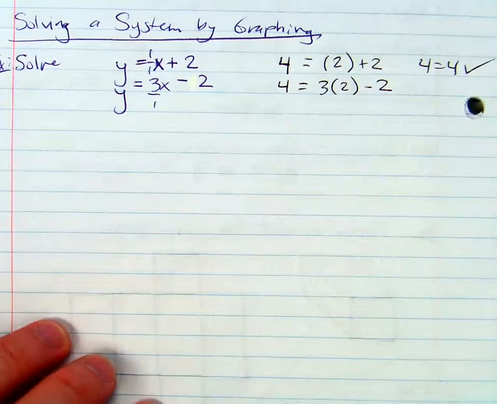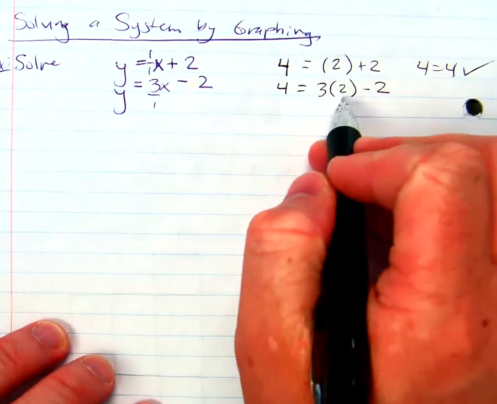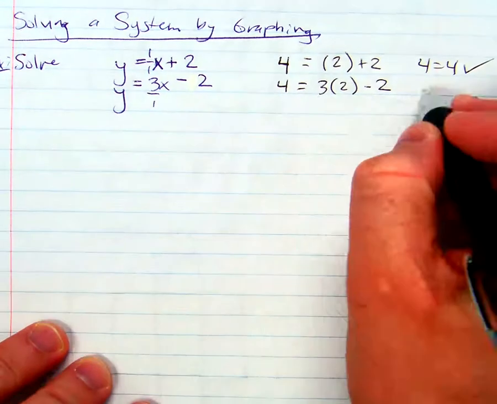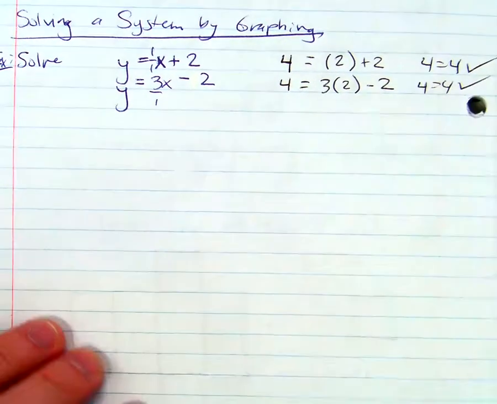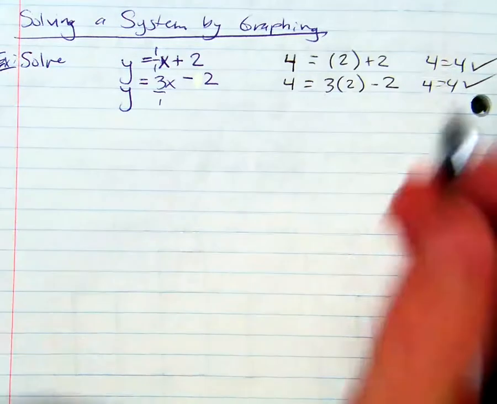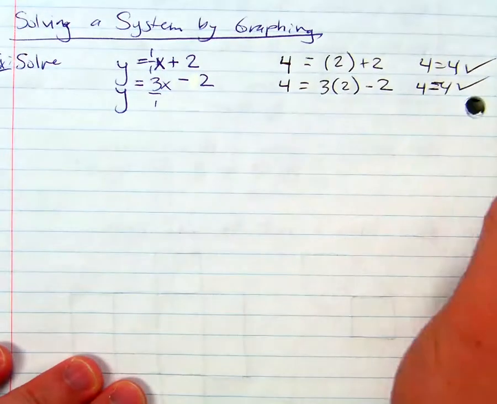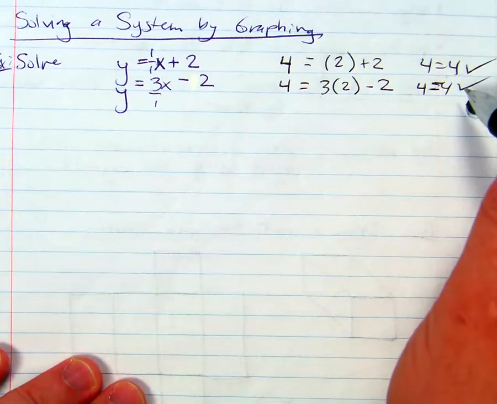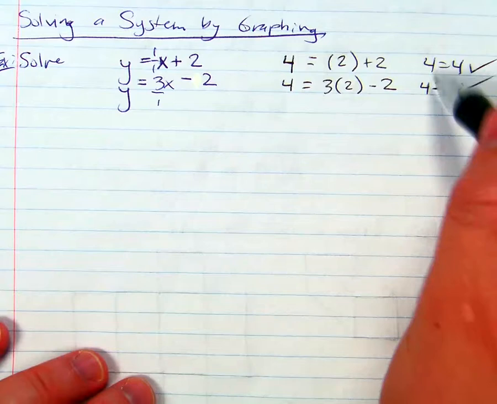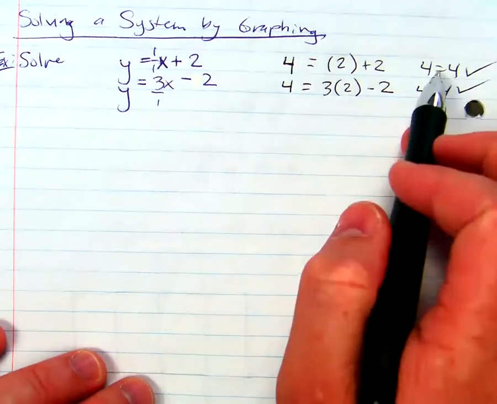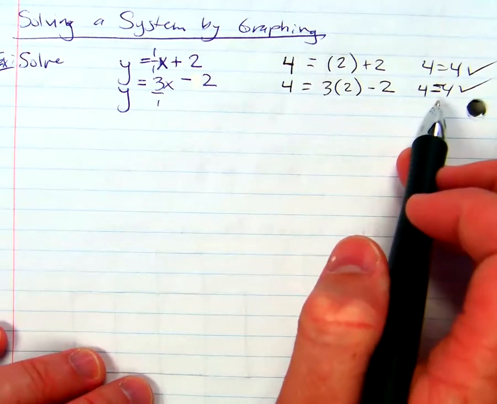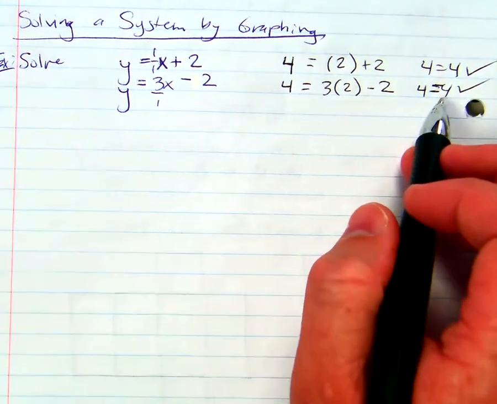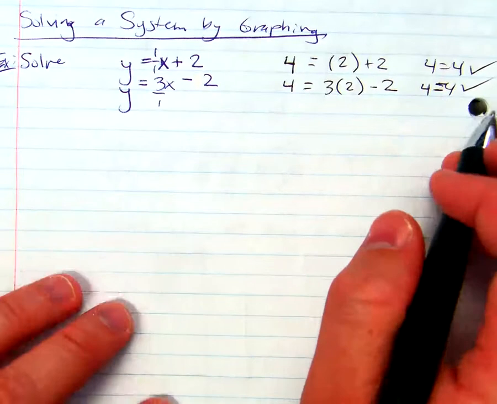But it has to work for both of them. What's 3 times 2 going to give me? 6. And if I subtract 2? 4. So I got 4 equals 4 for that one also. Great, it works. They do not have to both say 4 equals 4. You could have one that says 4 equals 4, another one that says 2 equals 2. You don't care that the numbers are the same everywhere. You care that for each one, it's a true statement. So you could have 1 equals 1 and 3 equals 3. They're both true statements, so it would be a correct solution.